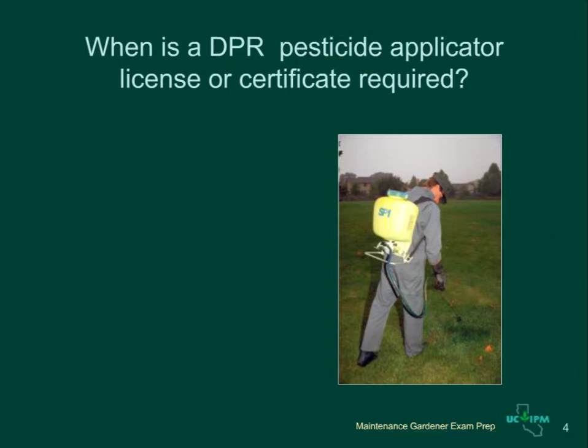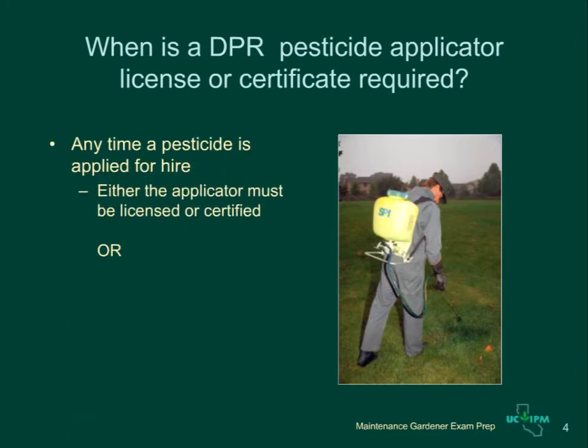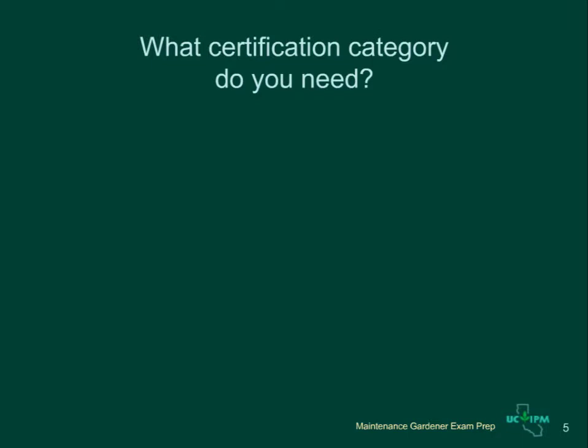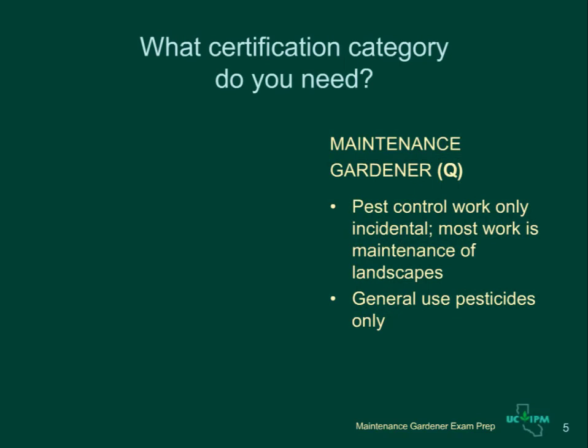Who needs a DPR license or certificate? You must have a valid pesticide applicator certificate or license if you apply pesticides as part of your job, or you must be supervised by someone with a license or certificate. This training is directed at people who are preparing for the maintenance gardener or Q category of pest control. For this category, pest control work is only incidental. Maintenance gardeners do not use restricted pesticides. The pesticides they use are home-use pesticides.